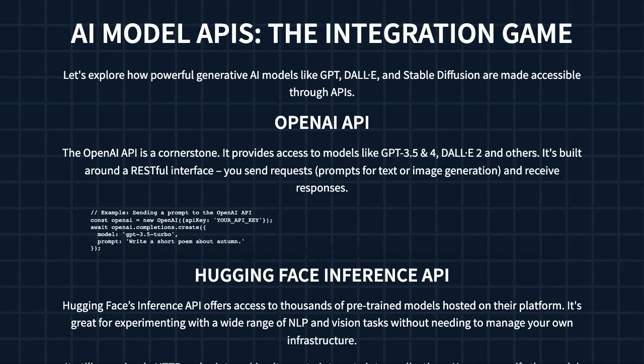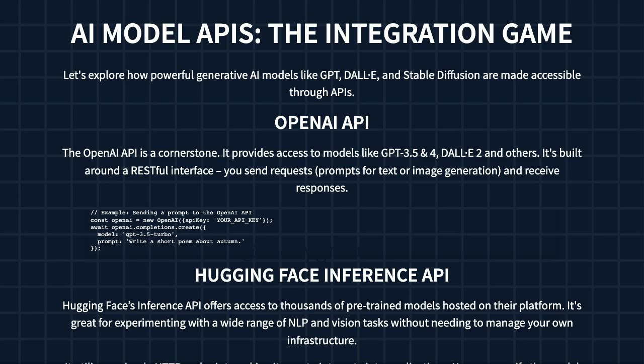Okay, so these generative AI models are incredibly powerful, but they are not something you can just run directly from your computer. That's where APIs come in. The OpenAI API is probably the most well-known. It gives you access to their amazing language and image generation models like GPT and DALL-E. It's a simple REST interface. You send a prompt, and the model responds.